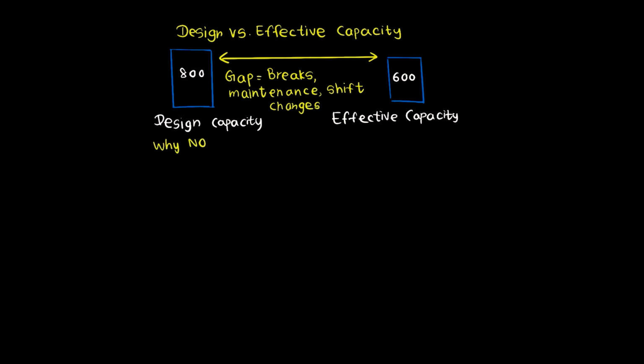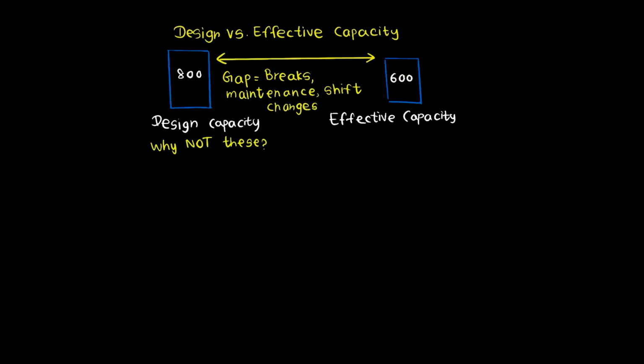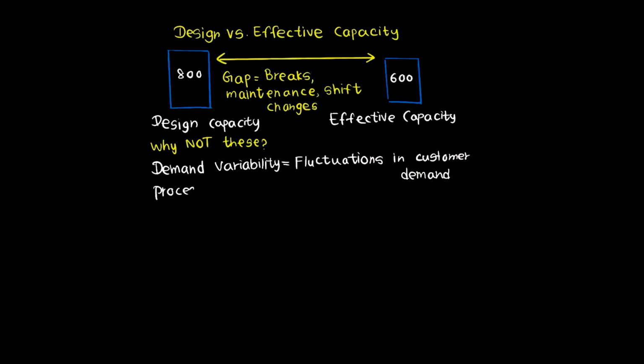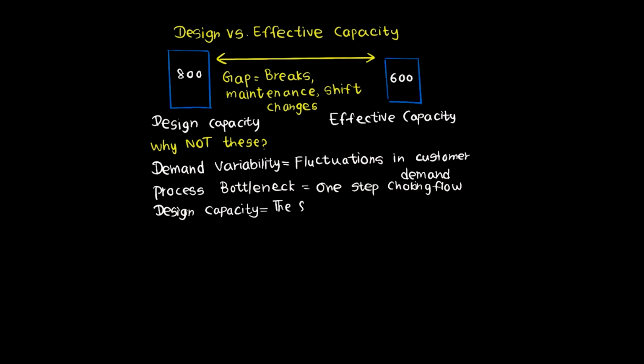Now, demand variability refers to fluctuations in customer demand. How many people call on different days? That does not explain why the facility cannot hit 800 even if 800 people called. Process bottleneck would mean one specific step is choking the flow. But here the gap comes from multiple routine factors: breaks, maintenance, shift changes, not one single constraint. Design capacity is the 800 figure itself, not the explanation for the gap.